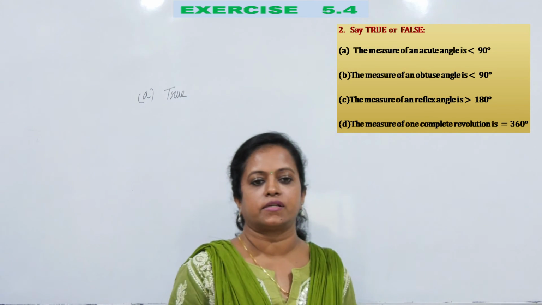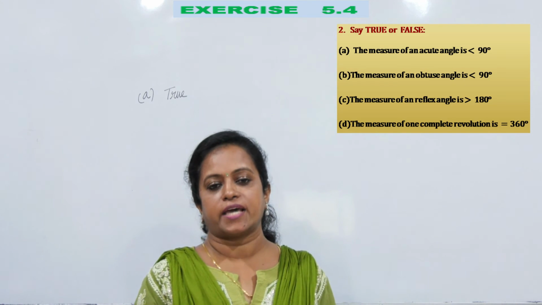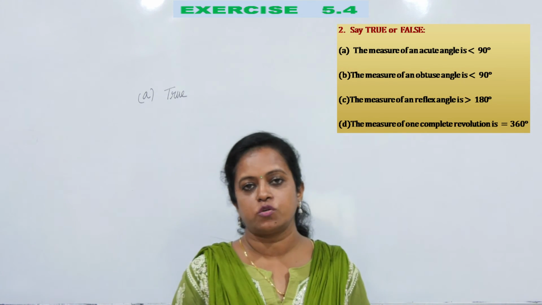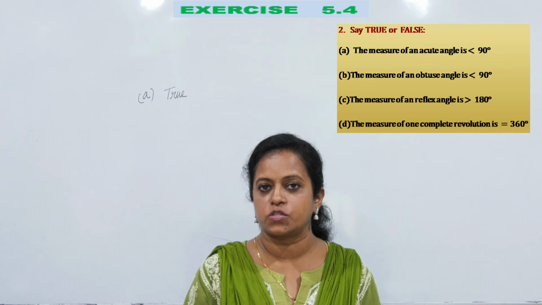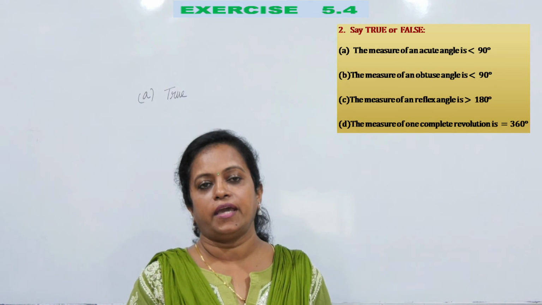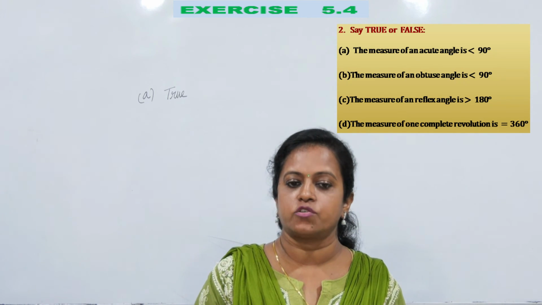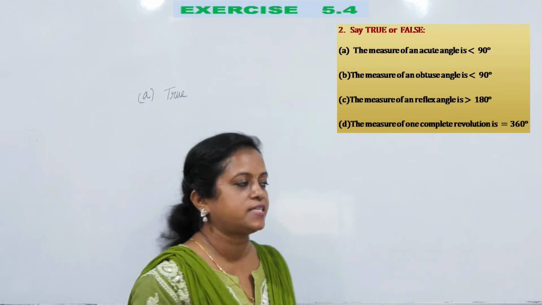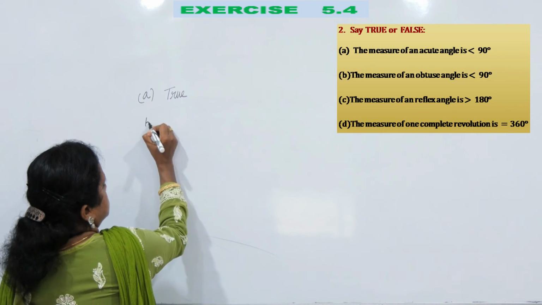The second statement is the measure of an obtuse angle is less than 90 degree. What did we learn? In an obtuse angle, the measure lies between 90 degree and 180 degree. So here the statement, the measure of an obtuse angle is less than 90 degree, will be false.